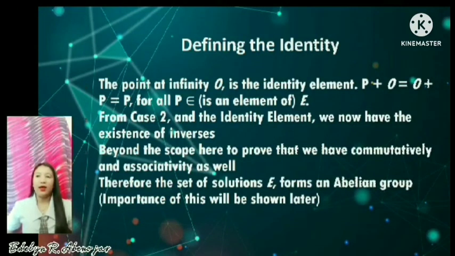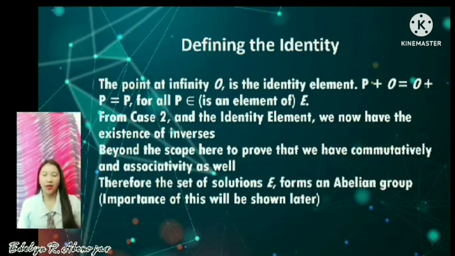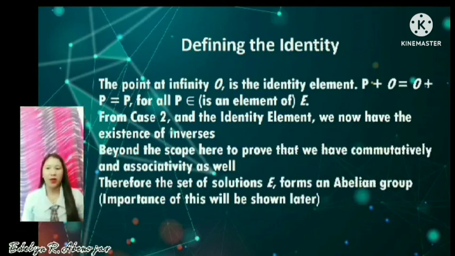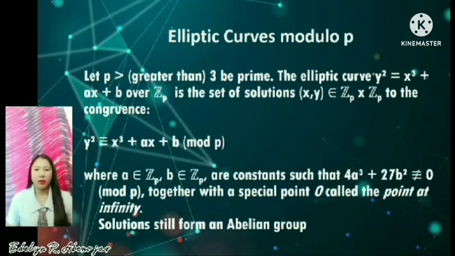Defining the identity. The point at infinity O is the identity element. P + O = O + P = P for all P in E. From case 2 and the identity element, we now have the existence of inverses. It is beyond the scope here to prove that we have commutativity and associativity as well. Therefore, the set of solutions E forms an abelian group. The importance of this will be shown later.